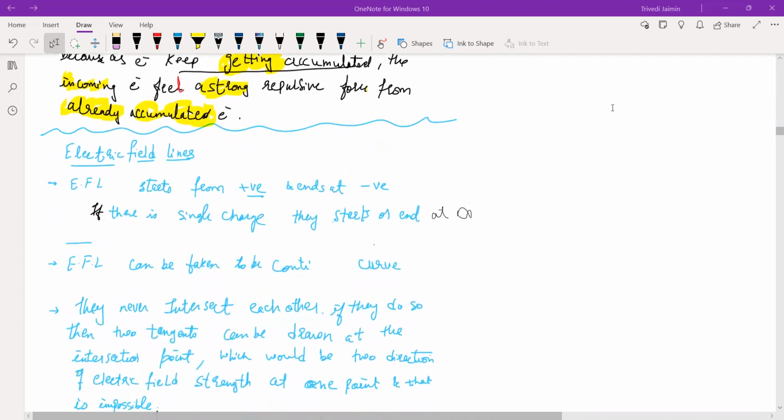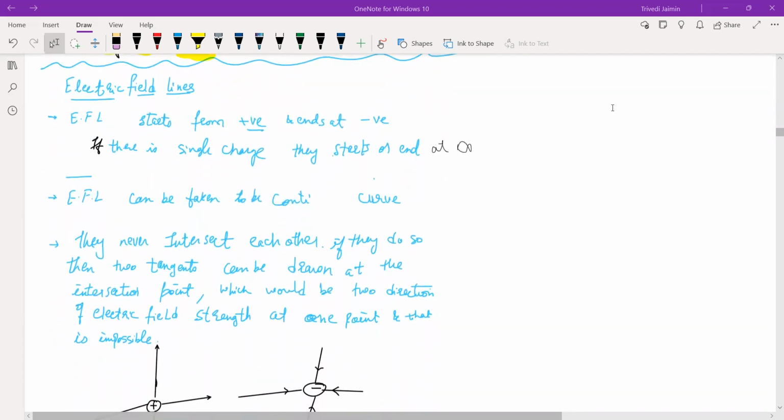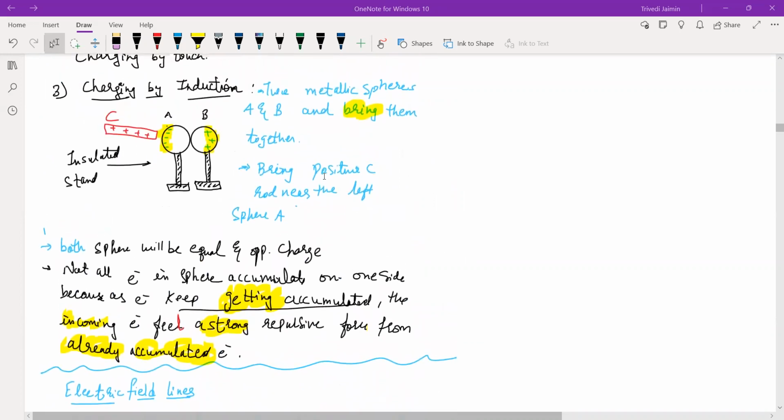Okay. Now next we will see electric field lines. You know, right? Like we are studying in 10th grade also. What are the electric field lines? Anyone? They're like imaginary lines that give us a representation of the electric field.